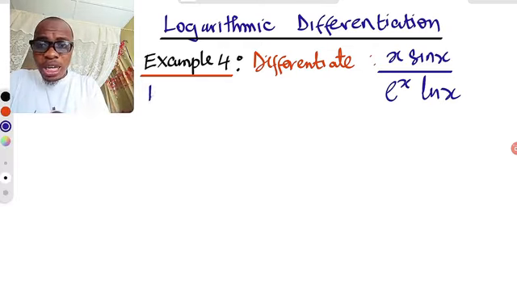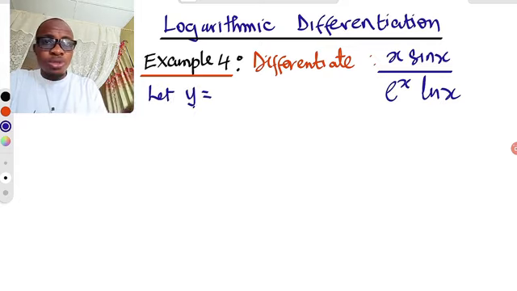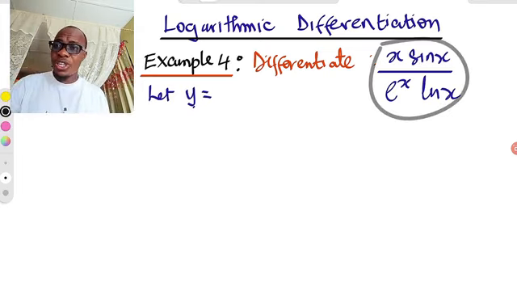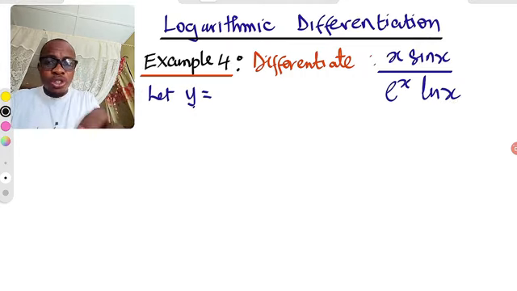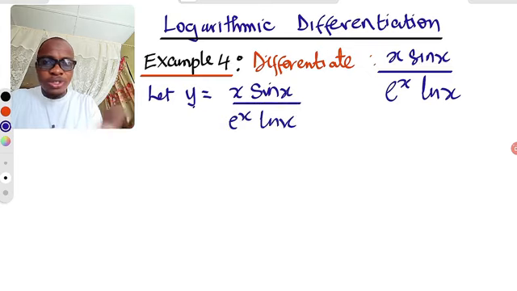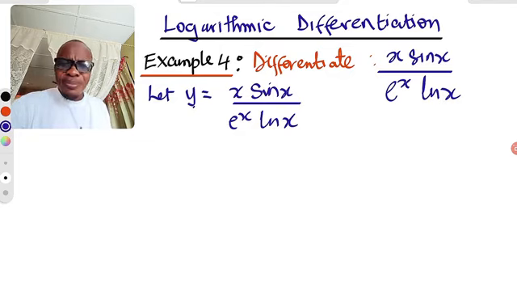So first of all, let y be equal to the function given to us. Okay. Let y be that. So we're going to have what? We're going to have y to be x sine x divided by e to the power of x ln of what? Ln of x. All right, so moving on.